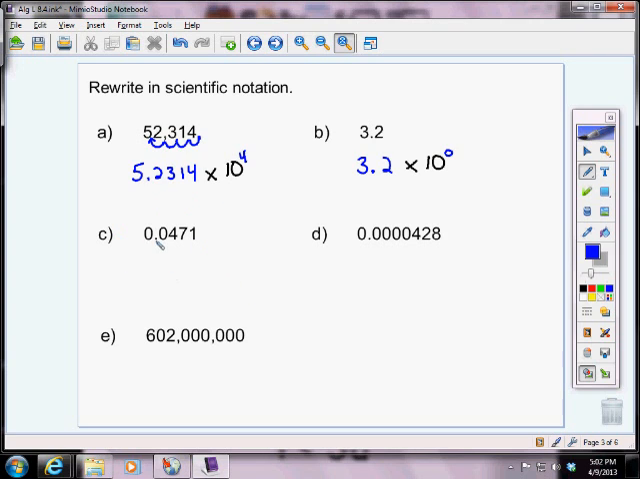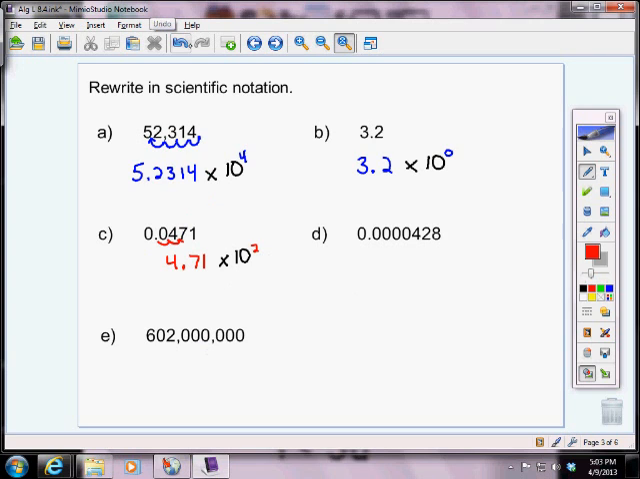Look at this one here. Now this is a very small number. Again, I need to make this a number between 1 and 10. So I'm going to move my decimal place in this instance to the right. Move it over once, move it over twice. If I move it over 2 times, I get 004.71. Now those 2 zeros out front don't mean anything, so I'm going to get rid of them. So now I have 4.71, guess what, times 10, raised to the, well, how many times did I move it over? 1, 2 times. Scientific notation.